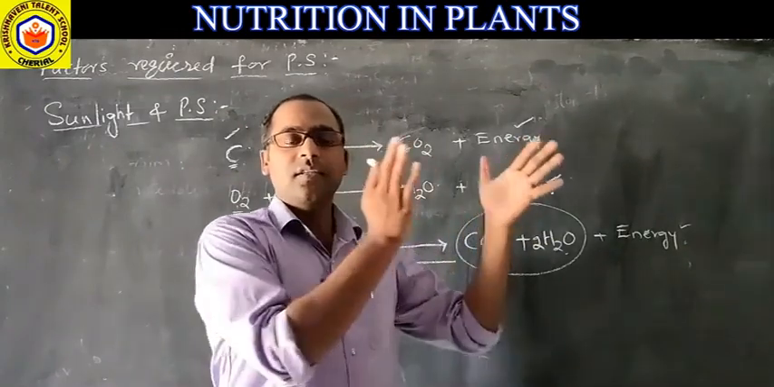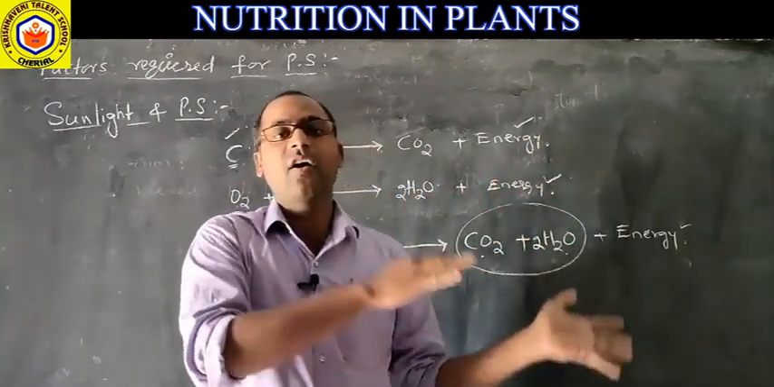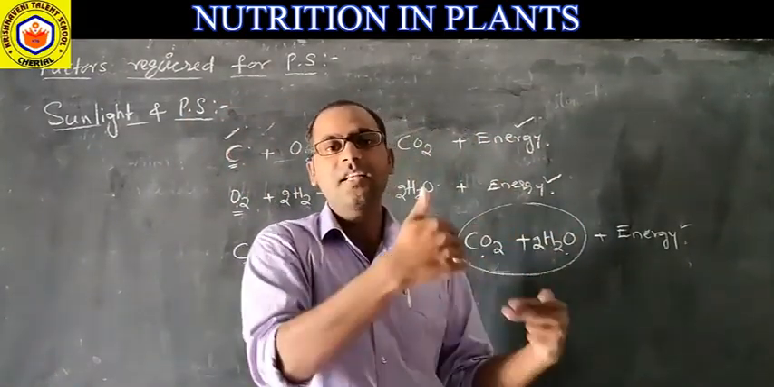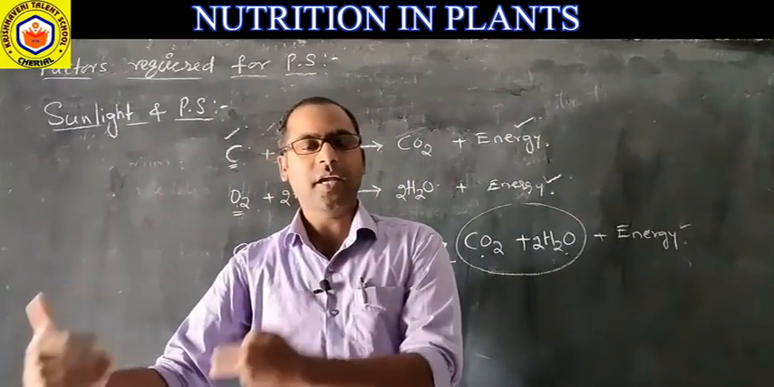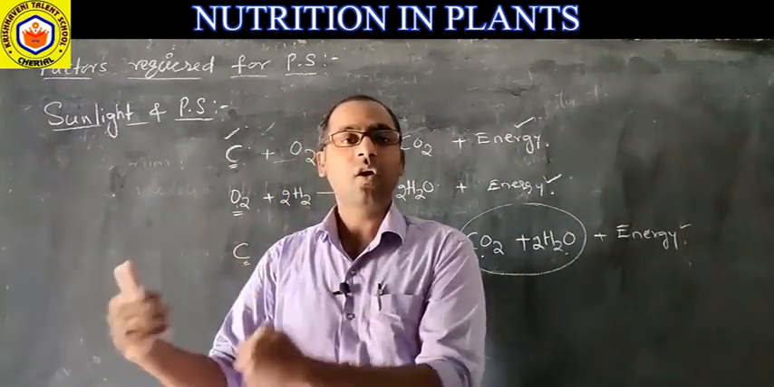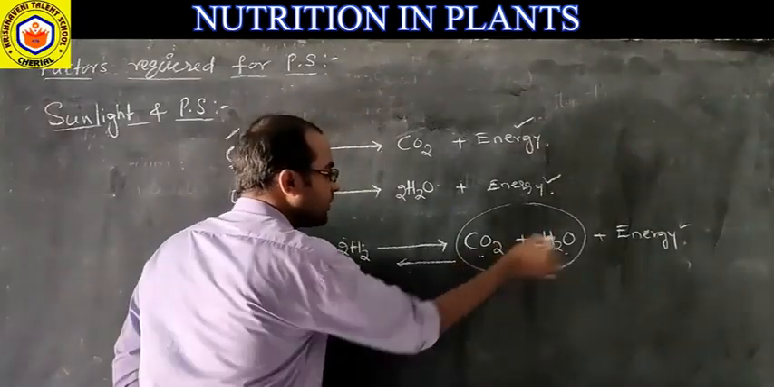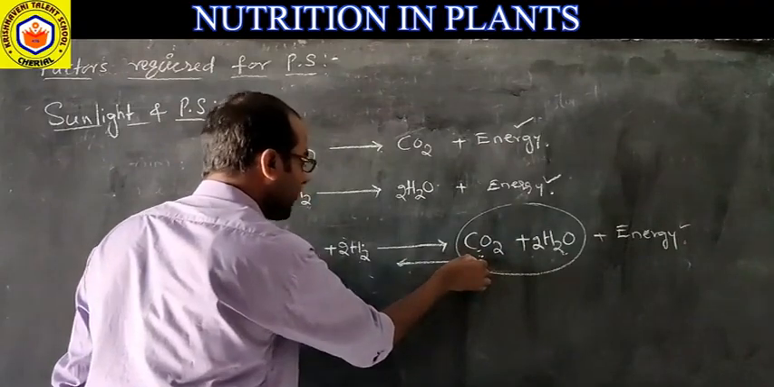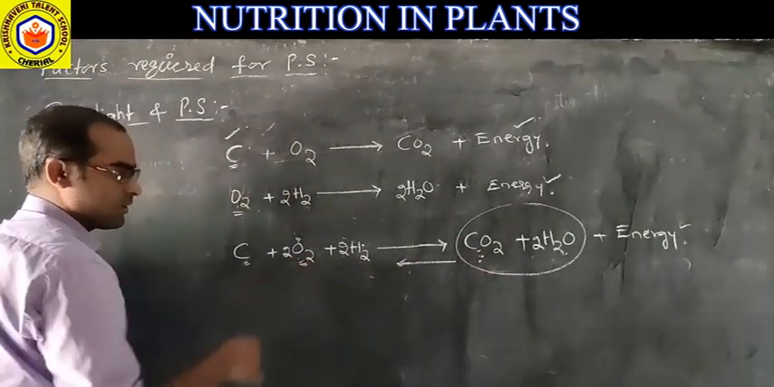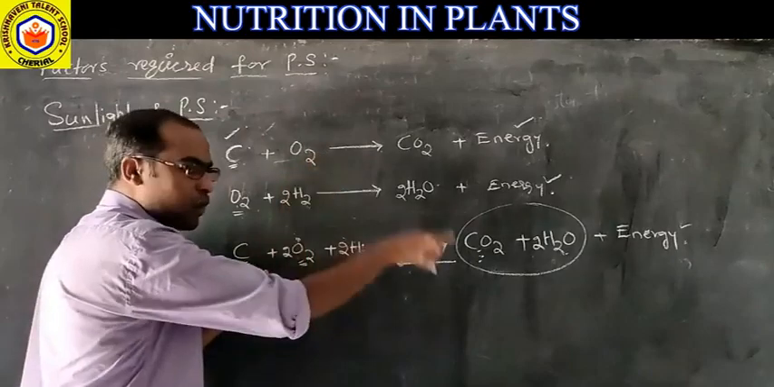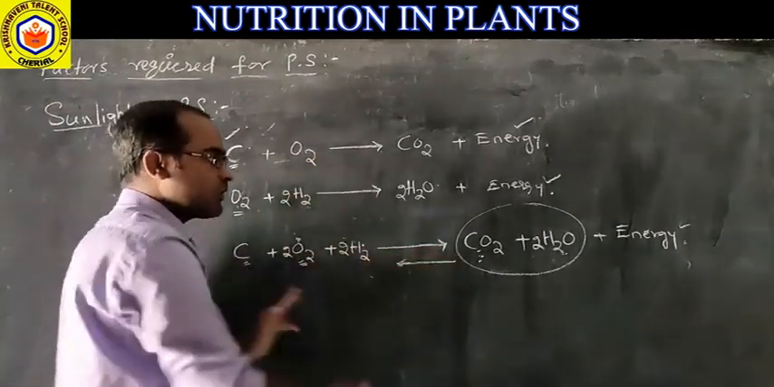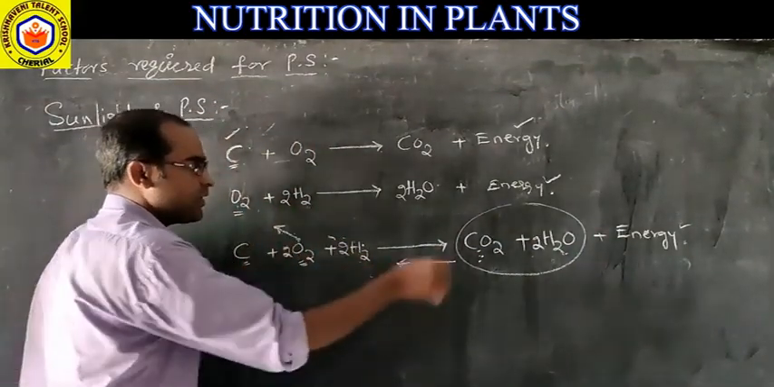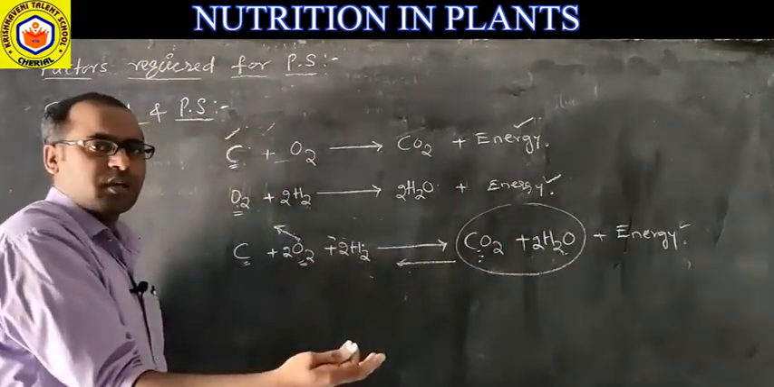Then what about the reaction in which oxygen is formed? The energy should be utilized in the formation of oxygen, right? So here these two are the starting materials for photosynthesis. In photosynthesis, what happens here? Oxygen is released. So in the oxygen utilization process, energy is released, and in the oxygen release process, energy is utilized.